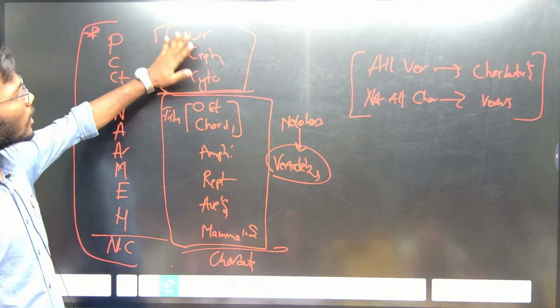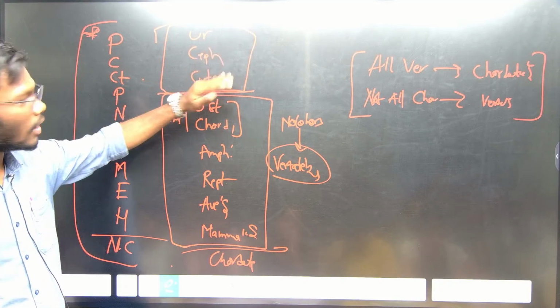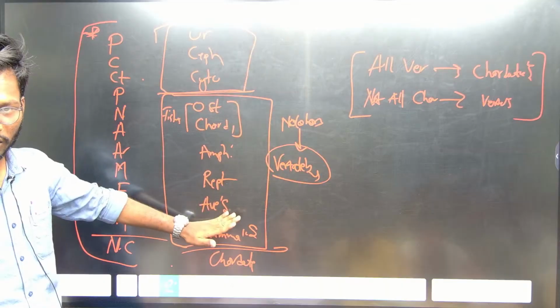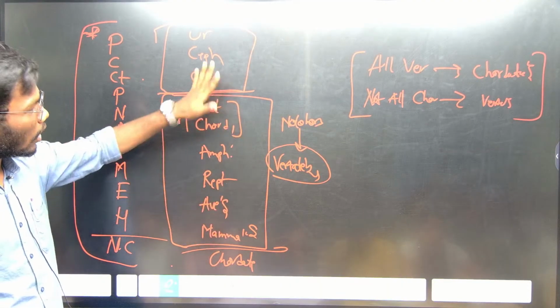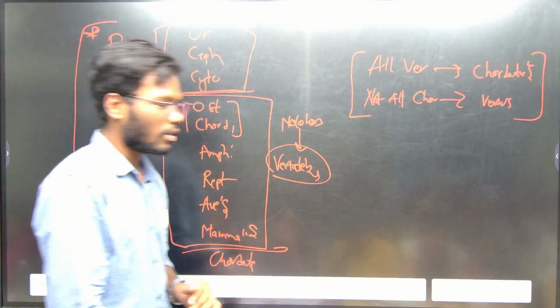In Urochordata, Cephalochordata, Cyclostomata, notochord is only there. There is no vertebral column, and in the remaining chordata the notochord is replaced by the vertebral column. So that's why all vertebrates are chordates, but all chordates are not vertebrates.